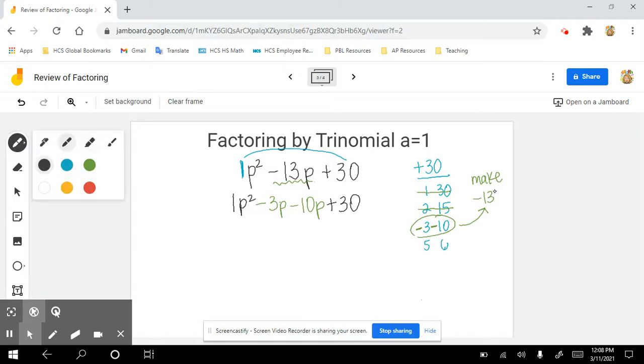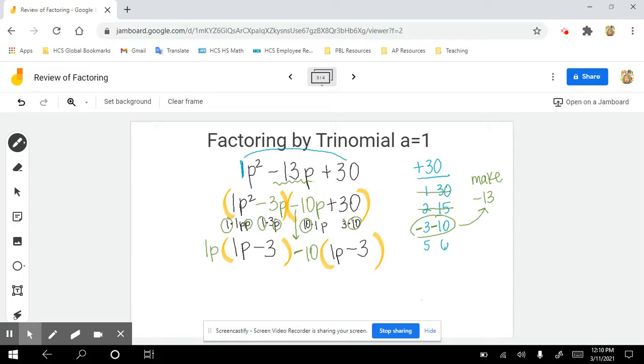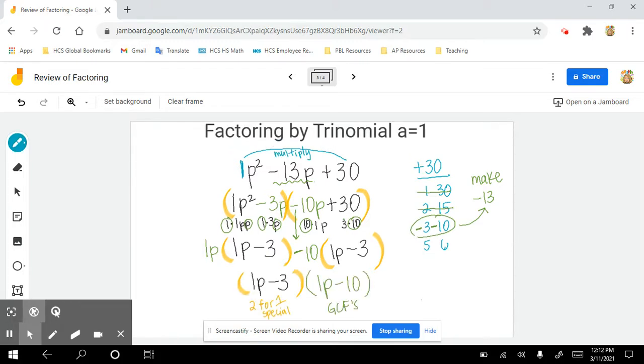Why we do this, guys, is because now we have 4 terms, which means now we are going to group and find our GCFs of both sides. So find me your factors of 1 and 3 and 10 and 30. When we do that, you'll see that I have 1p as our GCF with the remainder of 1p minus 3 not being circled. Whatever the symbol is on our third term, which is negative 10, will drop down as a negative, and 10 is our GCF of our second side, which leaves us a remainder of 1p minus 3, and we have our 2-for-1 special and our GCF. So 1p minus 3 times 1p minus 10 is our answer.